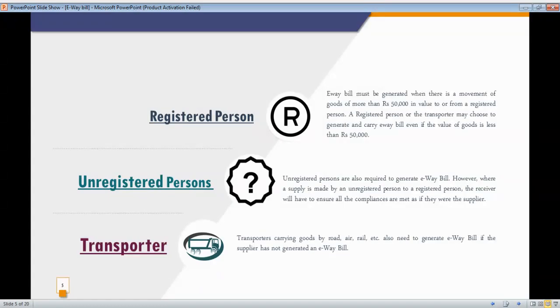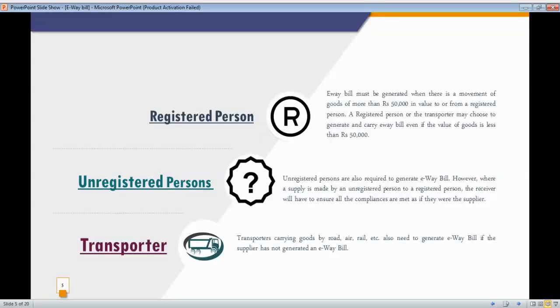And the next one is the transporter. Here, a transporter carries goods by road, air, railway, sea, etc. They also need to generate an e-way bill if the consignor has not generated one. If the consignor or the consignee is a registered person but does not generate the e-way bill, the responsibility can fall on the transporter of the goods. The transporter can generate the e-way bill based on the information provided by the consignor or the consignee. This is common when goods are being transported by a third-party logistics company or an independent transporter.